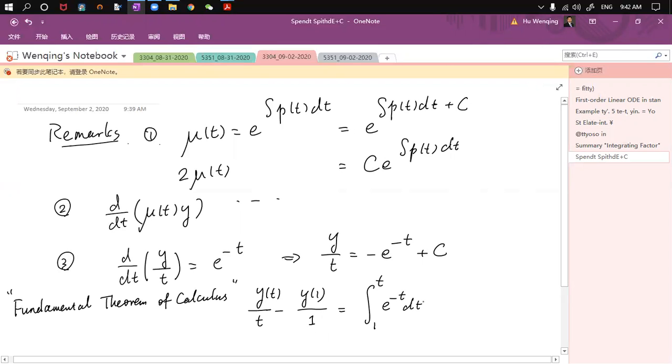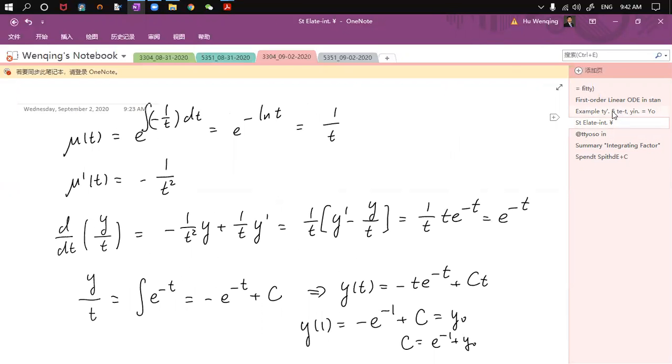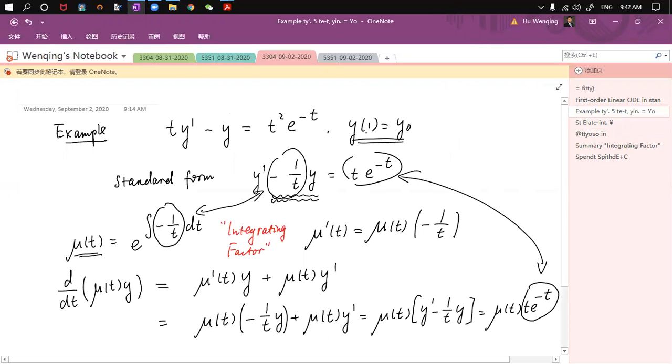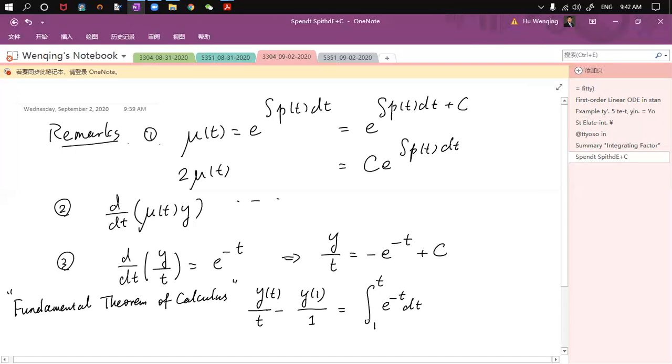Why am I having this situation? Because the initial value for my problem starts from 1. It doesn't start from 0. So I have to integrate starting from the initial value to t. And you integrate that one, this is actually minus e power minus t evaluated at t equal to t, as well as t equal to 1. So you can see that this is 1 minus e power minus t. Is that good for everybody?